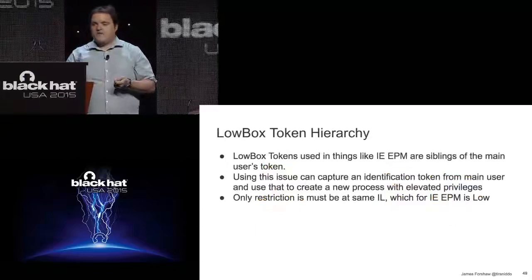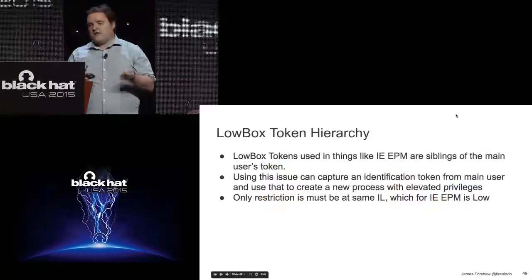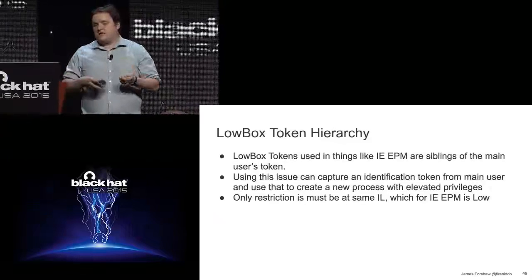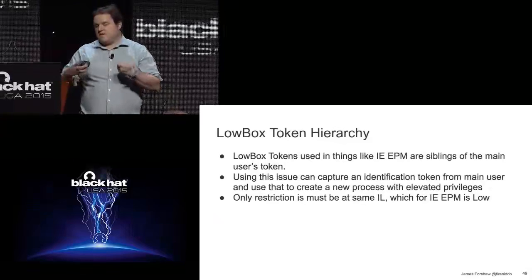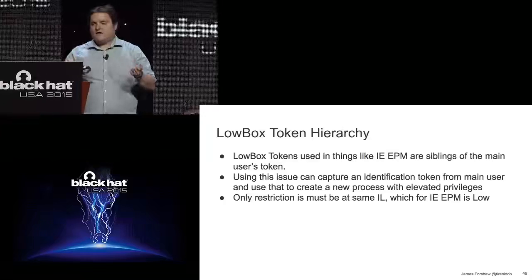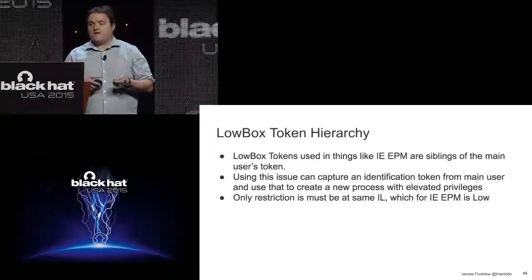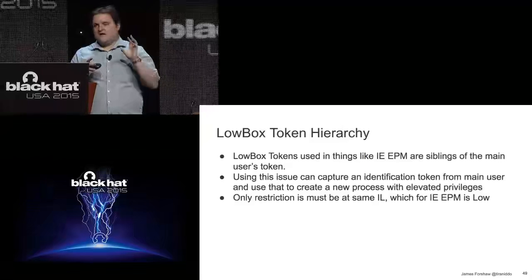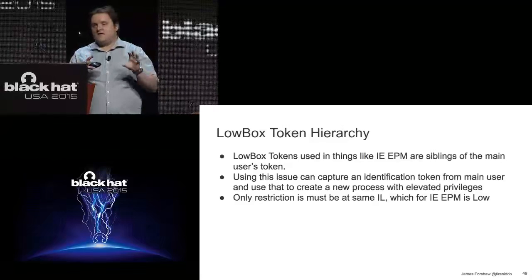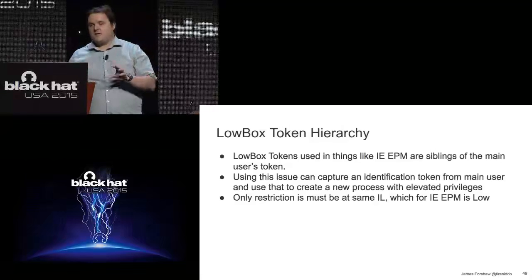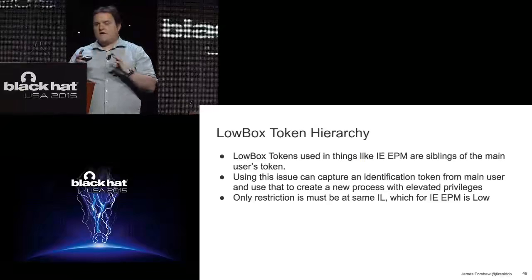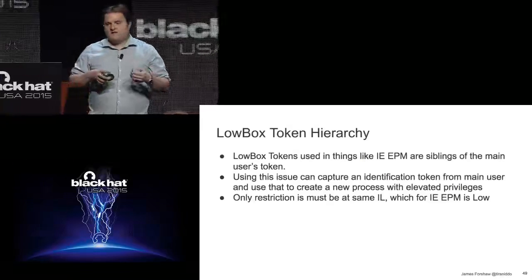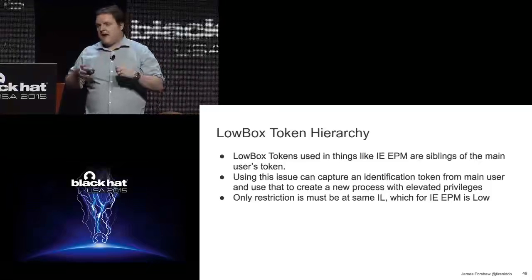And the lowbox token thing is quite important because what it means is you can use it to effectively break out of Enhanced Protected Mode in IE. Because IE uses the lowbox token to secure its rendering processes. If you can do things like a named pipe attack, you can get the identification token for the normal user. And as far as the kernel is concerned, the normal user token is a sibling of the IE EPM lowbox token. So even though you've only got identification level, you can create a new process, and the only thing you've got to do is drop the integrity level. So effectively you get a new process running at low, but outside of EPM.